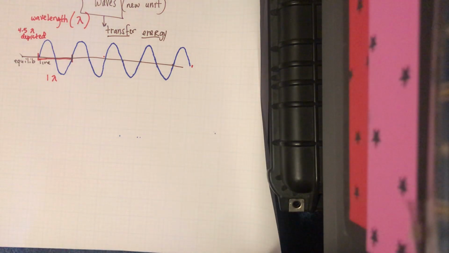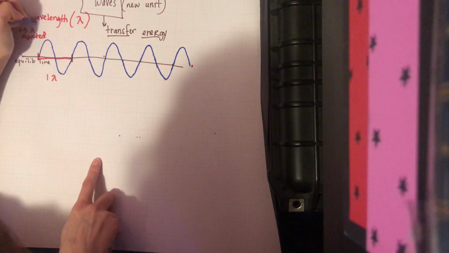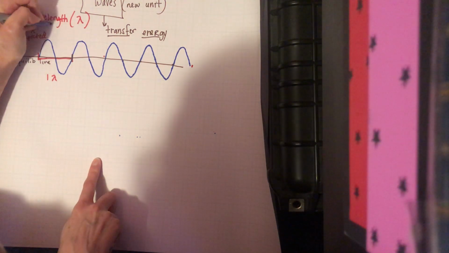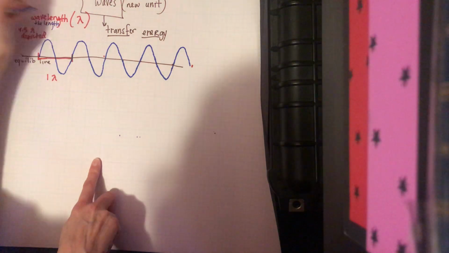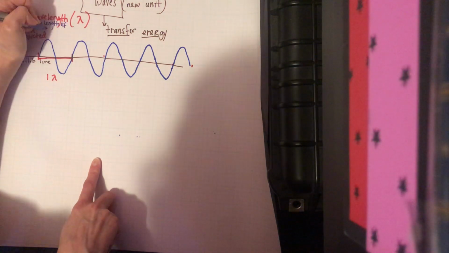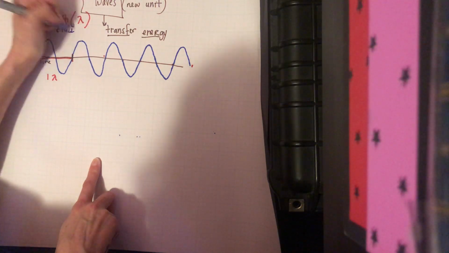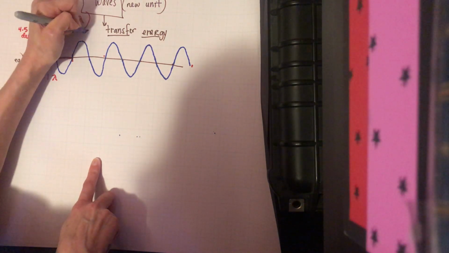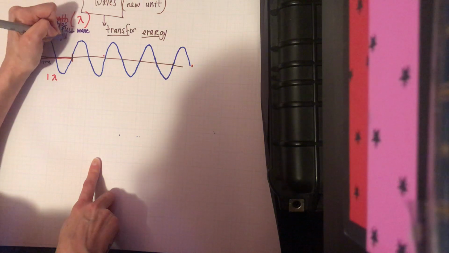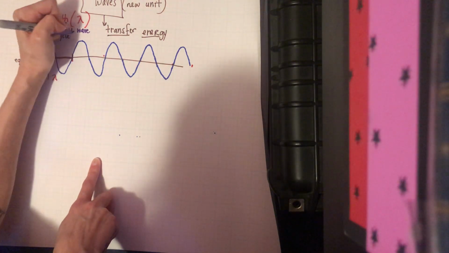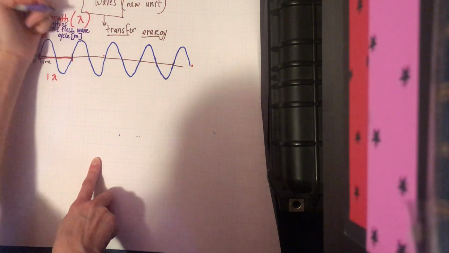So let's write down our definition of wavelength, which is simply the length of one full wave cycle. And we measure the wavelength in meters.